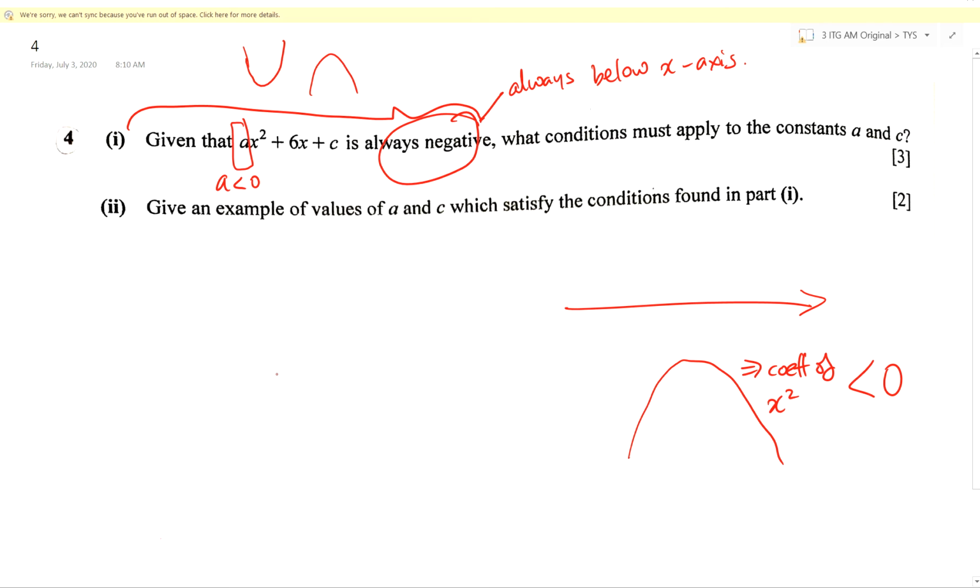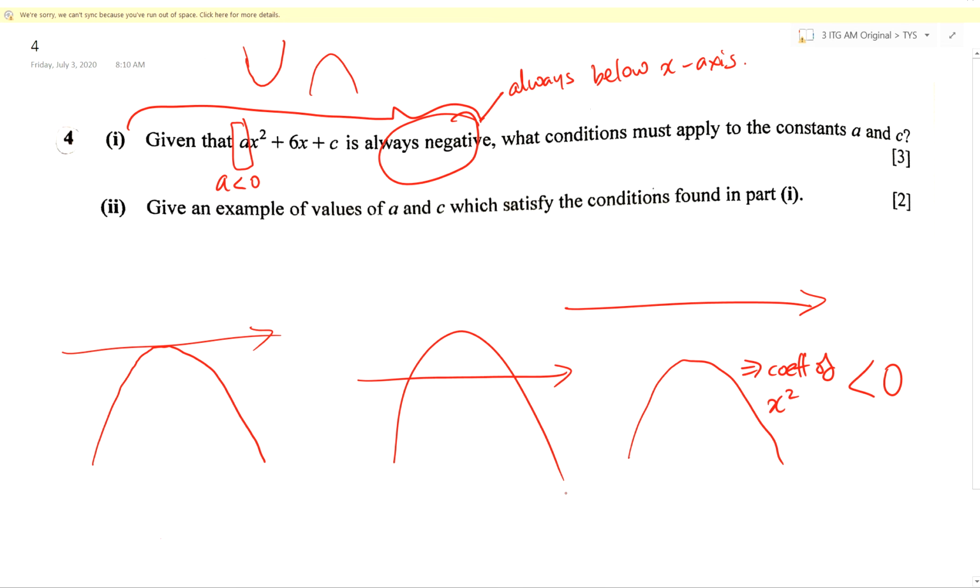But for a parabola opening downwards, it doesn't necessarily have to look like this. It could look like this. It could also look like this. These are all parabolas opening downwards. But for it to always be negative, which case is it going to be? Case number 1, 2, or 3? Or can it be a combination?